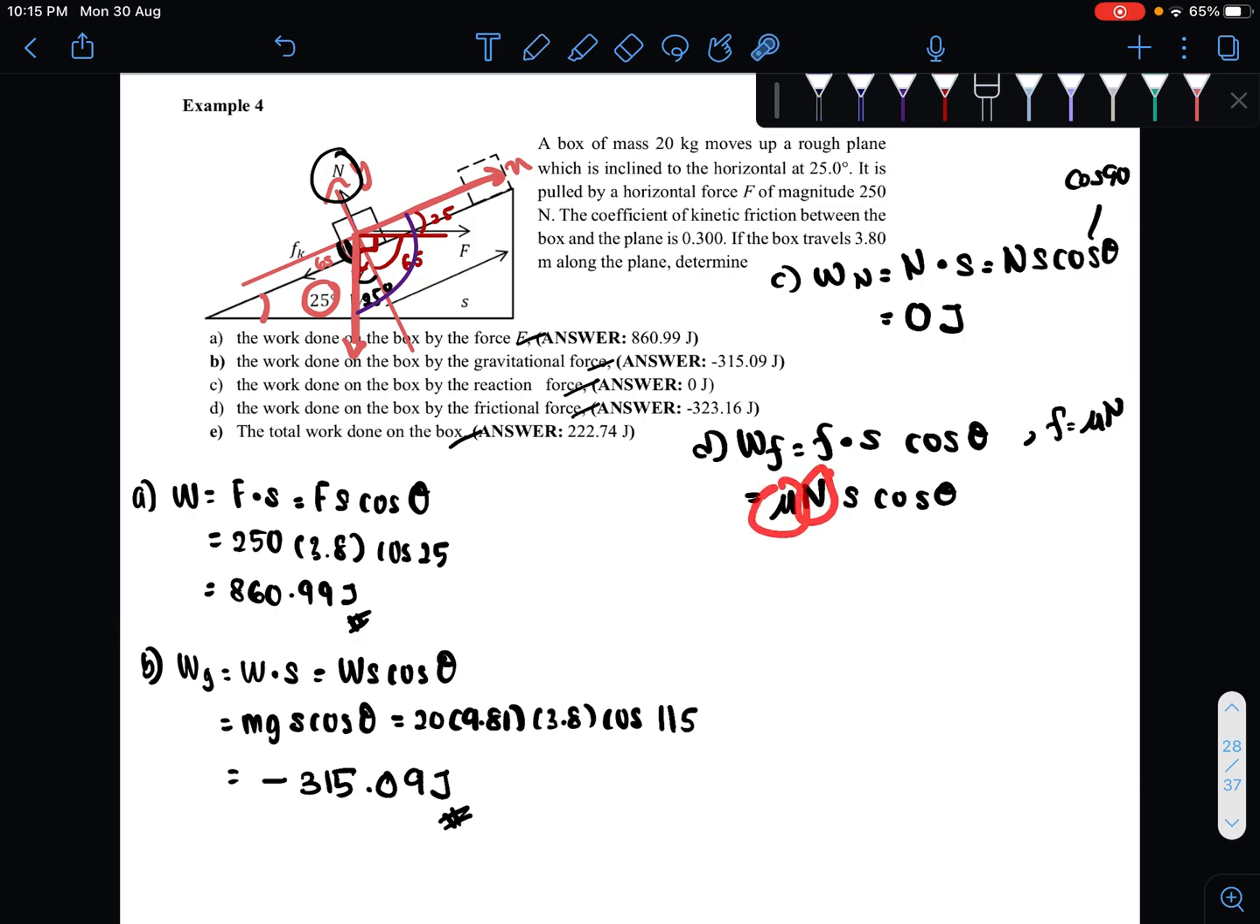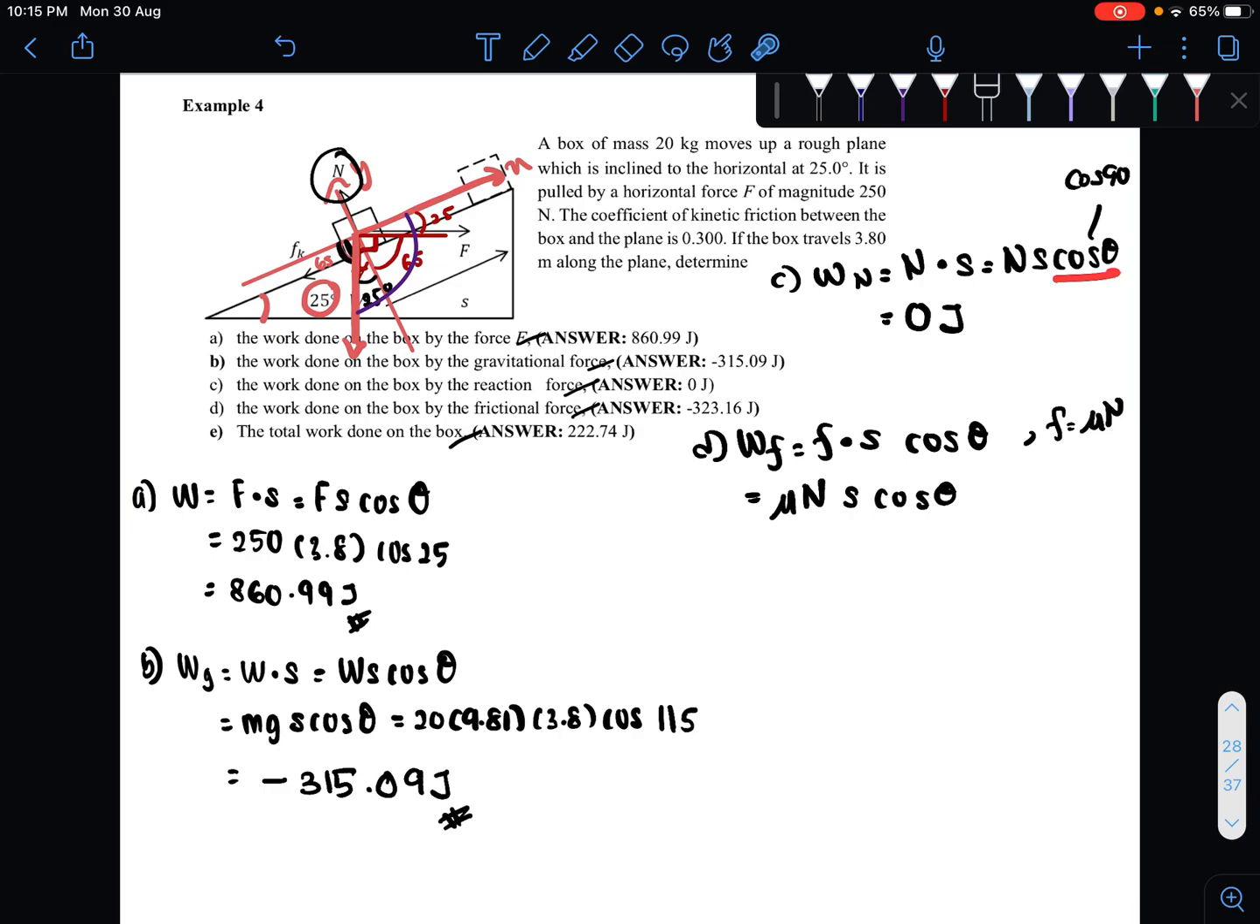Mu is given in the question. N is something that we do not know. S is given. And then the theta here is the angle between the frictional force and the displacement. As you can see, the angle between them is 180. Cos 180 gives you negative 1. That means you have to find your normal.